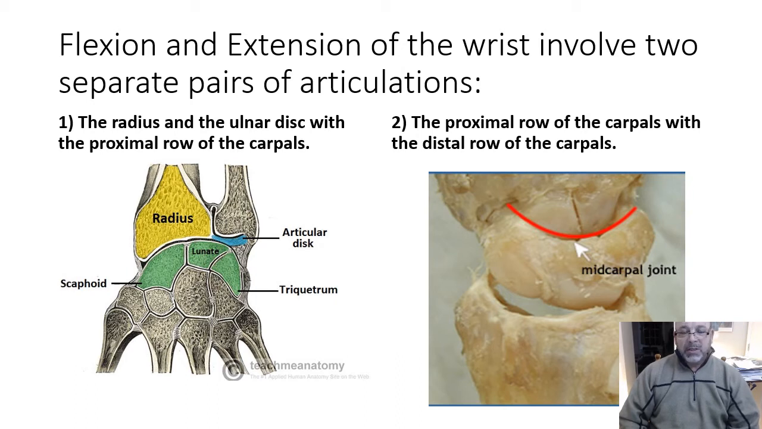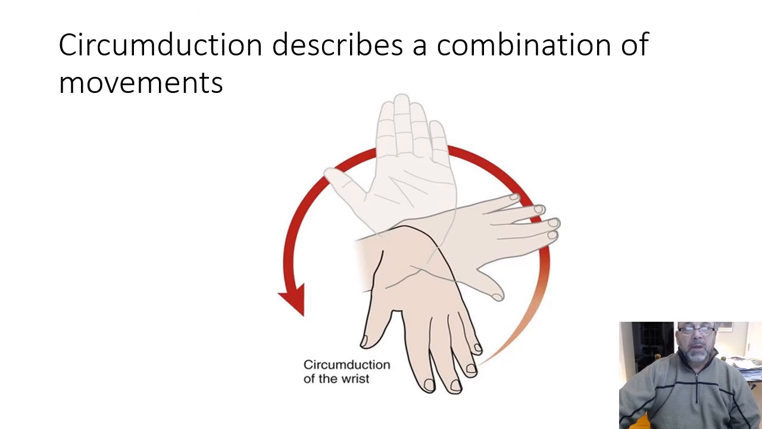And then there's a distal joint between the mid-carpals, that would be between the first row and the second row. So when you flex and extend your wrist, there's actually a certain degree of movement at each area. And then circumduction describes the combination of flexion, extension, abduction, and adduction of the wrist combined.